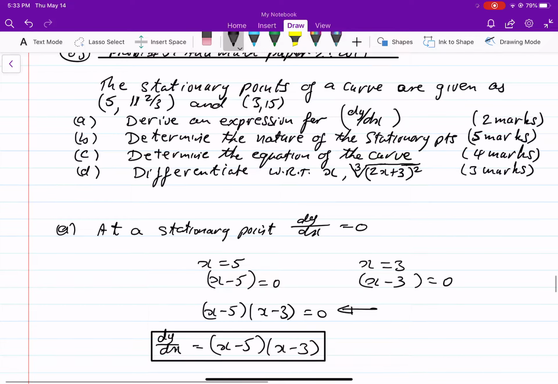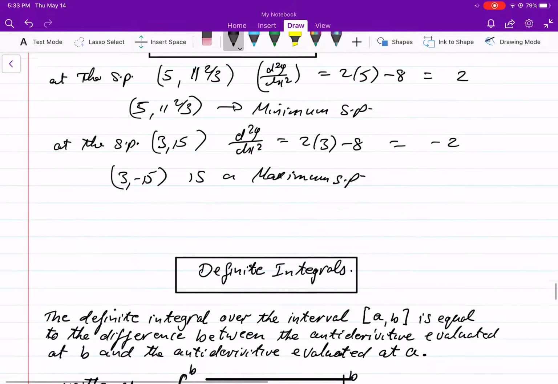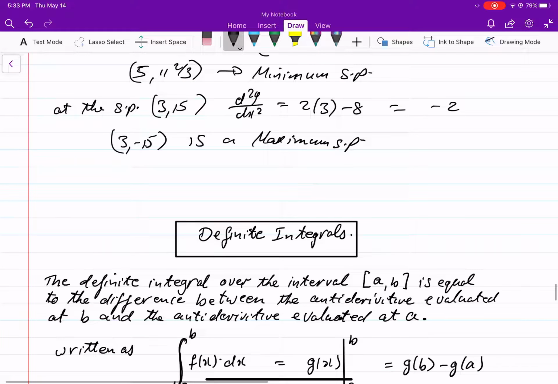The third part is determine the equation of the curve. Part C, determine the equation of the curve. Remember, to get the equation of the curve, you would have to integrate the dy dx function. Give myself some space here.